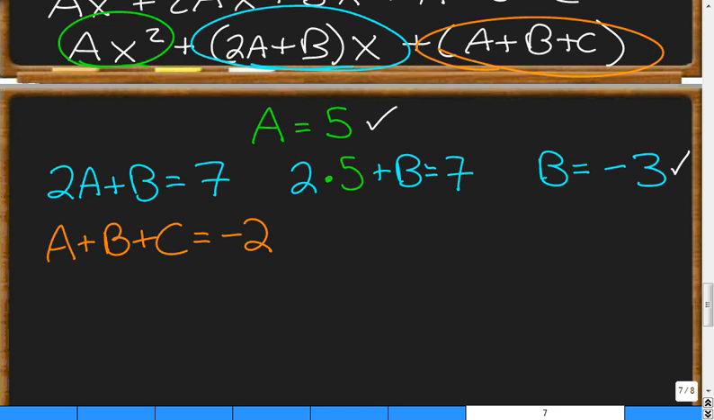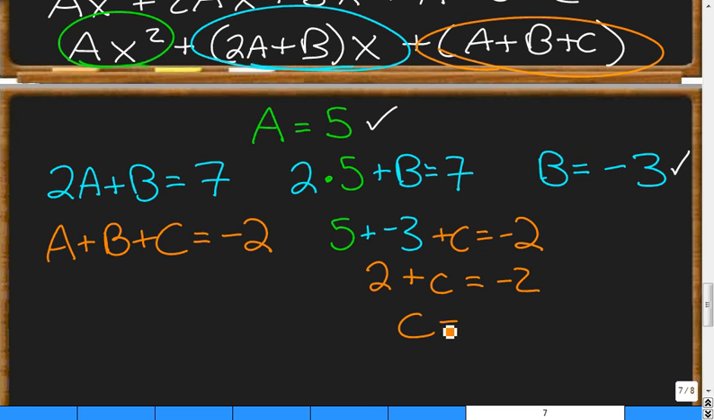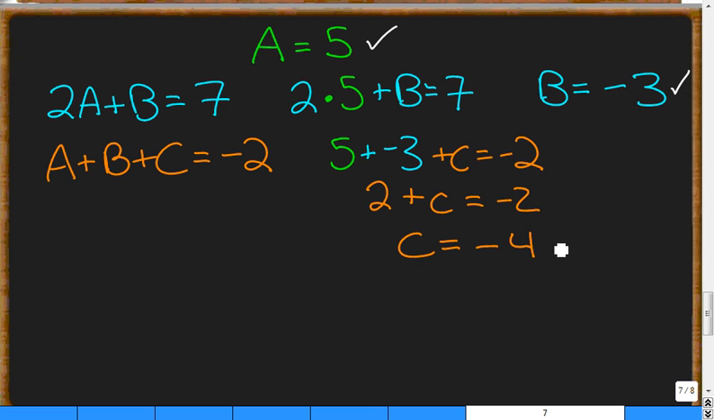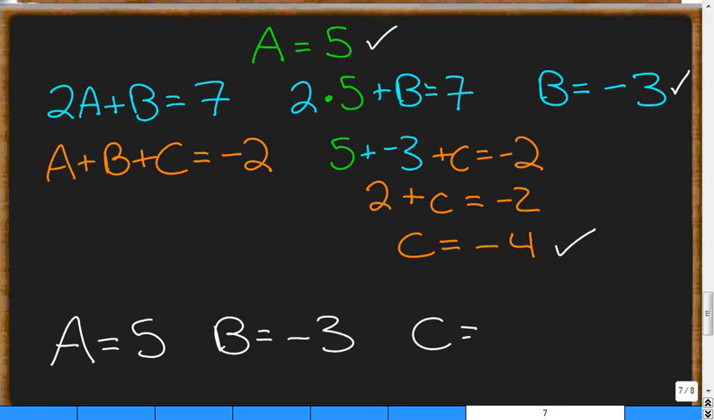Well, a is 5, so we're going to get 5. And then we add b, which we found to be negative 3, and then we add c, and that equals negative 2. Well, this is the same thing as 2 plus c equals negative 2, and then c would equal negative 4. So the way that this system would work, it would only work if a were to equal 5, b were to equal negative 3, and c were to equal negative 4.